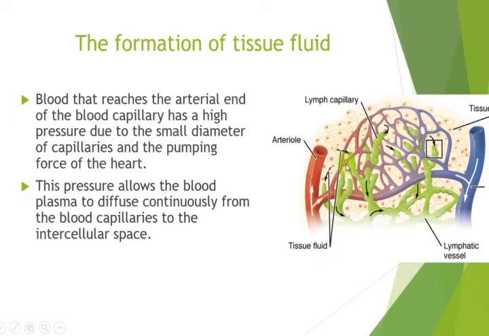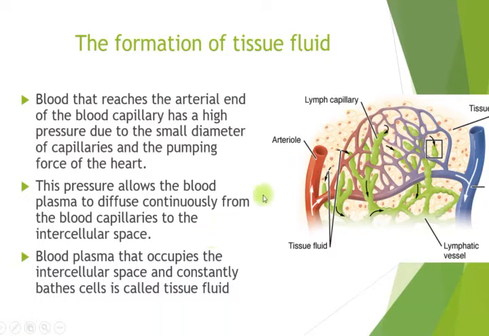intercellular space. Okay, so what is an intercellular space? It is a space between the cells. It is a space between the body cells. Okay, so now the content of the blood or the blood plasma will diffuse out from the blood capillaries to the intercellular space. So now the content of the blood is already out of the blood capillary and will occupy the intercellular space. Okay, what is the intercellular space? It is a space between the cells.